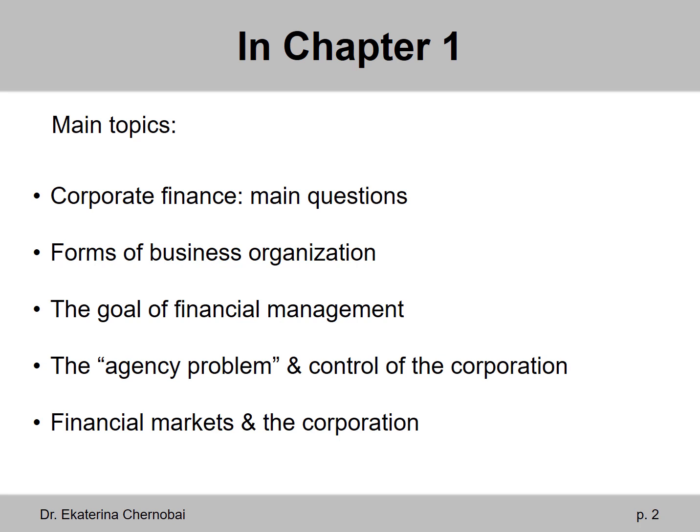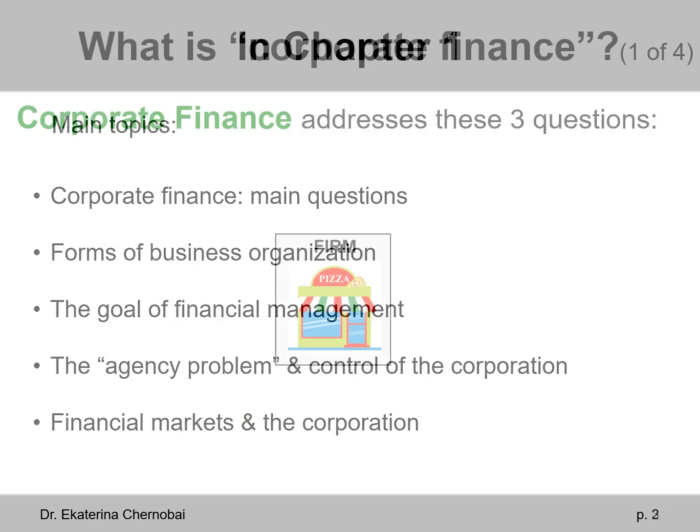Then we will look at forms of business organization. In other words, how a business could be structured, like you're the only business owner or you are in some partnership type business and so on. Then the goal of financial management, then the so-called agency problem, what it means, in which form of business organization this is a problem, and how a corporation is controlled. And the last topic is on financial markets and how a corporation fits in.